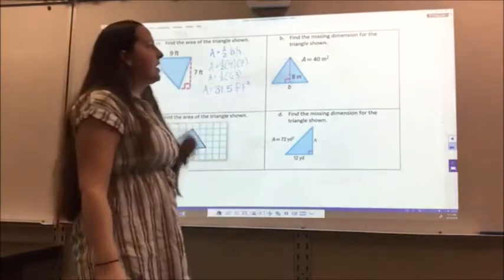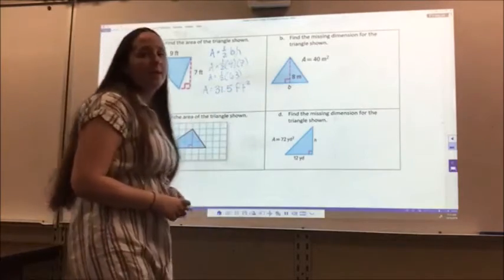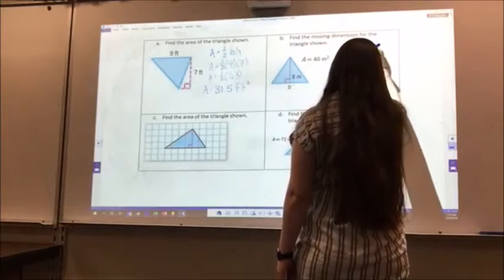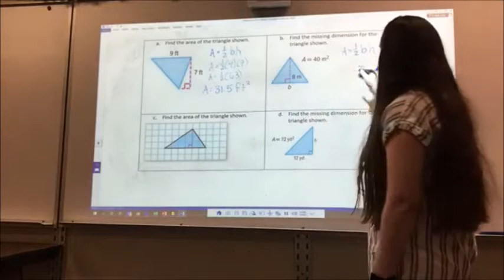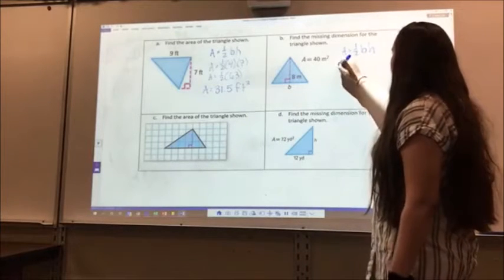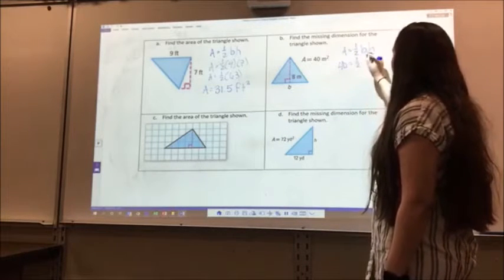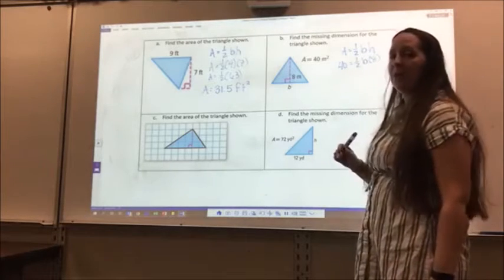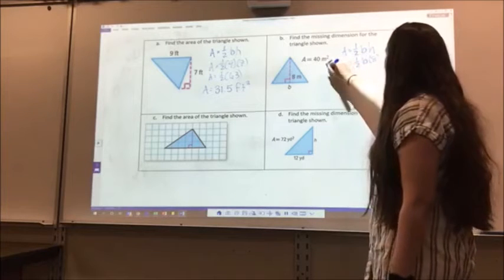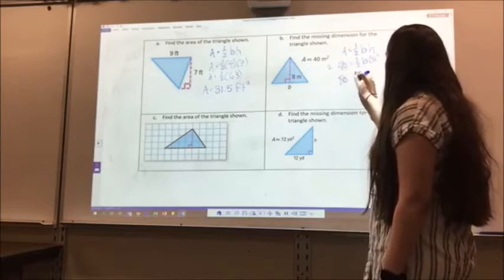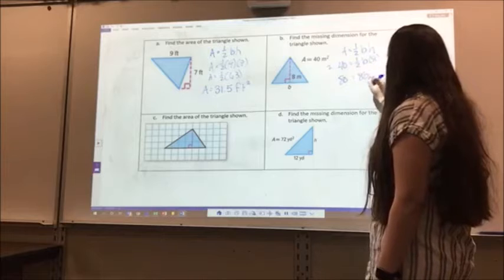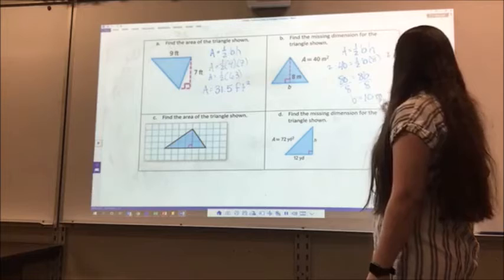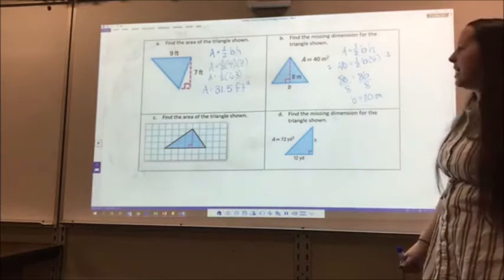Letter B asks me to find the missing dimension for the triangle. So again, I have my formula. A equals 1/2 BH. I'm missing my base, so I have 40 equals 1/2 B times 8. I multiply both sides times 2. So 40 times 2 is 80 equals 8B, and then I divide by 8. So B equals 10 meters. My base is 10 meters.